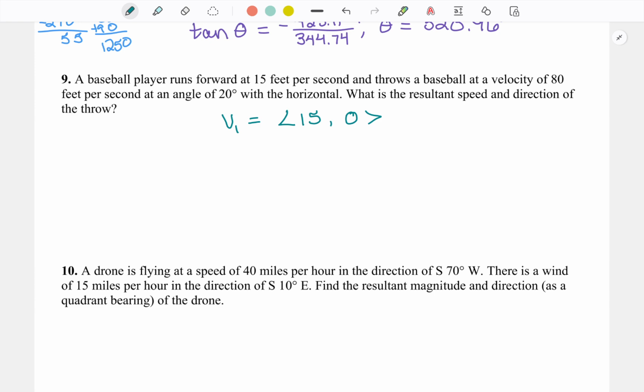So then the baseball is thrown at a velocity of 80 feet per second. So we add an angle of 20. So we are going to have 80 times the cosine of 20, and then 80 times the sine of 20.